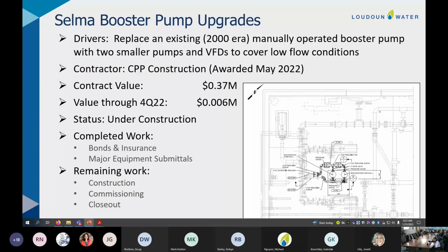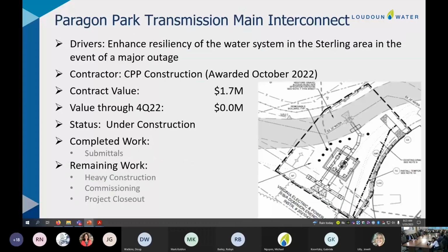But the lead time on the pumps and the VFDs is what drives the schedule for this project. And so the contractor is not going to mobilize until that equipment is ready to come on site, and that won't be until a little bit later this year. So we'll get into the heavy construction and other aspects a little later this year on this particular project.